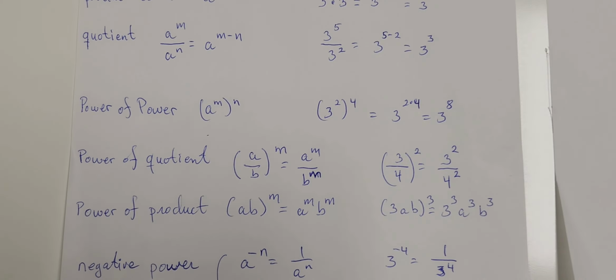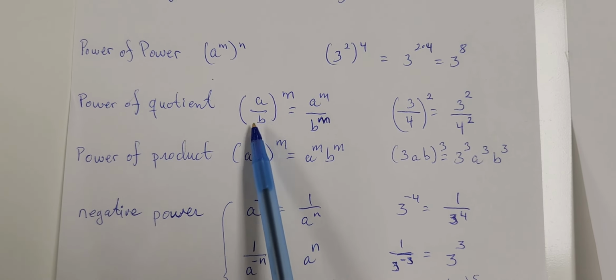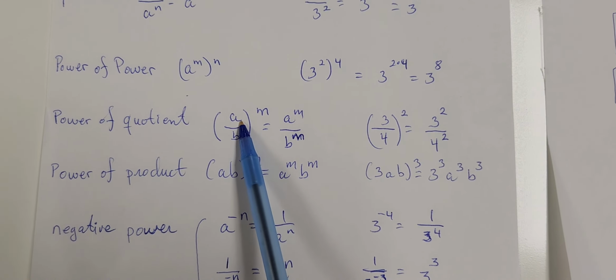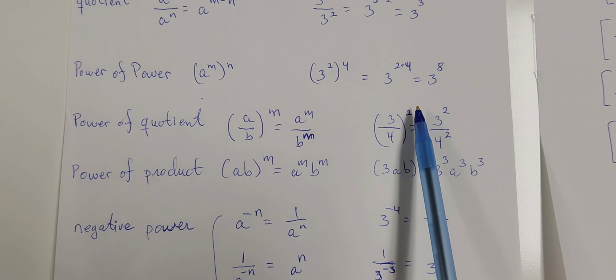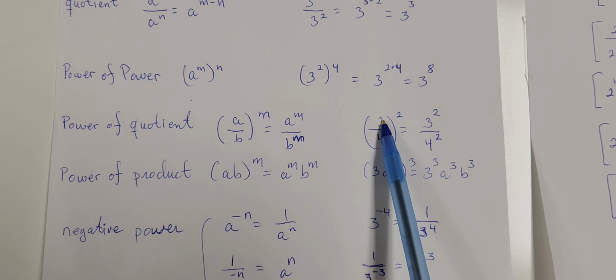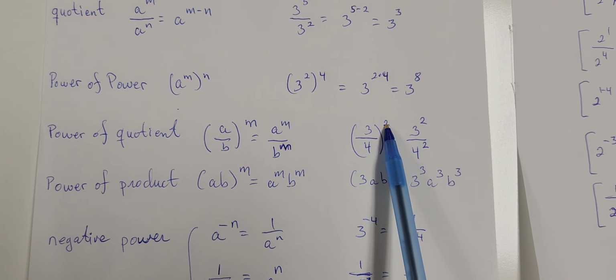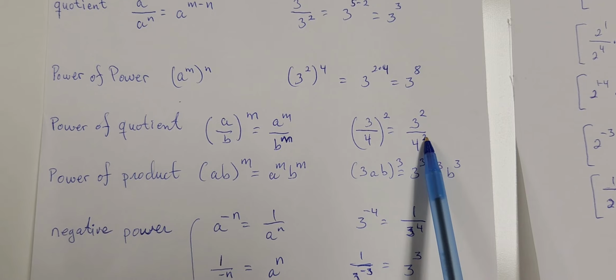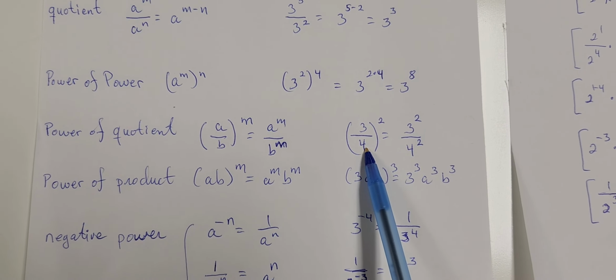Okay. Next rule, I have power of quotient. So I have something divide over something, so I just distribute the power. So here's an example, 3/4 to the 2nd power. So distribute this 2 to the 3. So I have 3 squared. Distribute this 2 to the 4. So I have 4 squared. Okay, so just distribute top and also bottom.